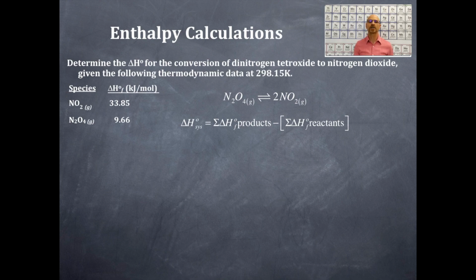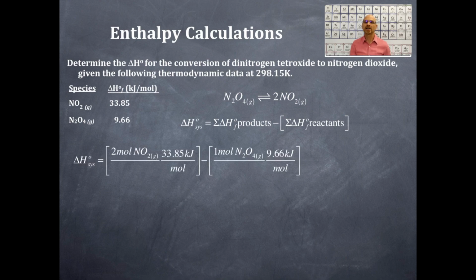which is the delta H naught of the system is equal to the sum of the delta H naught of formation of the products minus brackets the sum of delta H naught of formation of the reactants. Remember, it's NPR, which is not products, reactants. The little 0 means at standard conditions. That's 25 degrees Celsius and 1 atmosphere. Okay, now we're going to plug in this thermodynamic data into that equation there. Remember, it's products minus reactants.